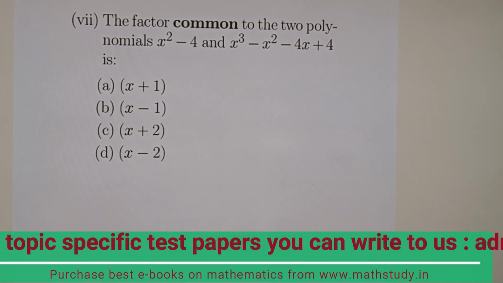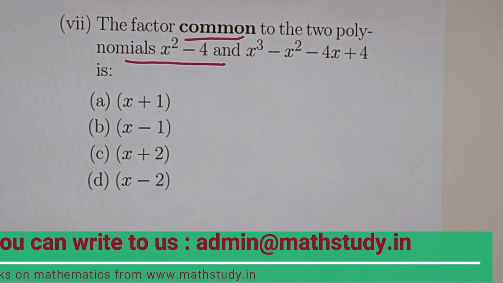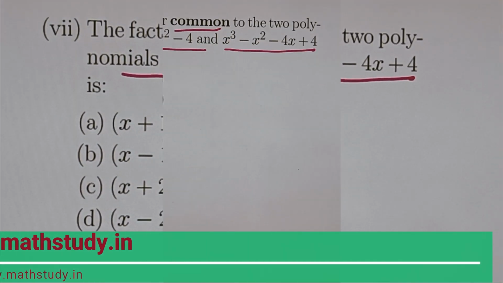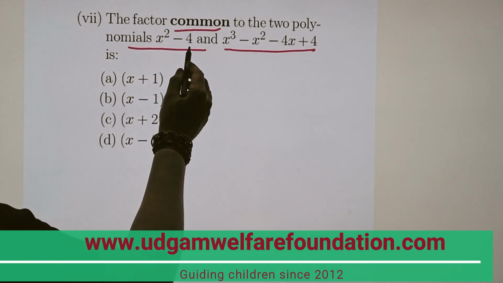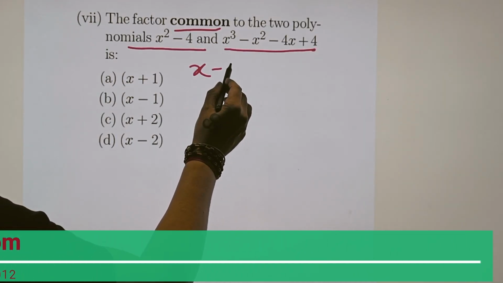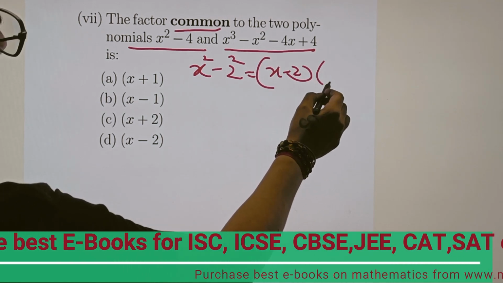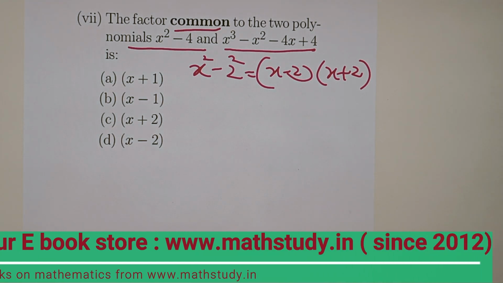It states that the factor common to the two polynomials, that means we need to find that factor which is common to both these polynomials. Now the first polynomial is very easy, because it is x square minus 4, a quadratic, which we can write this way, x square minus 2 square, which is x minus 2 and x plus 2, by using the a square minus b square formula, which is a minus b into a plus b.